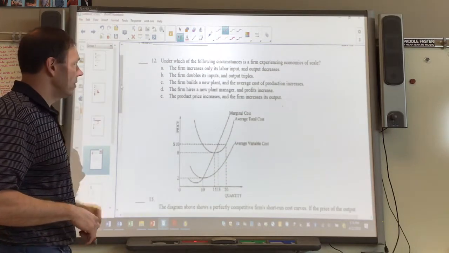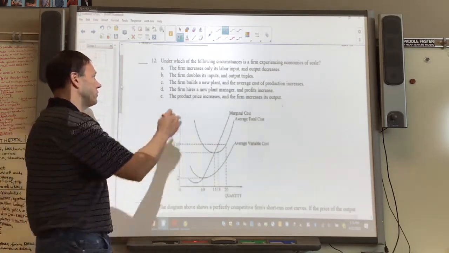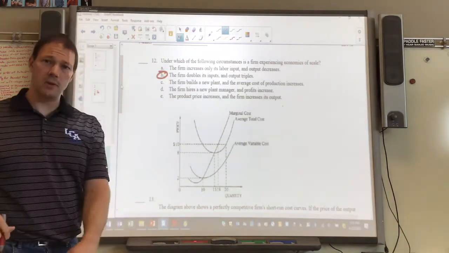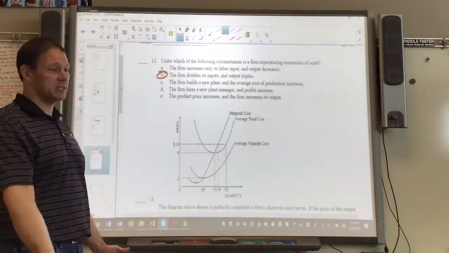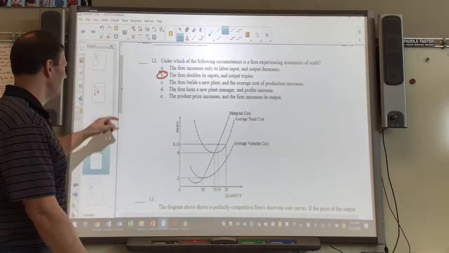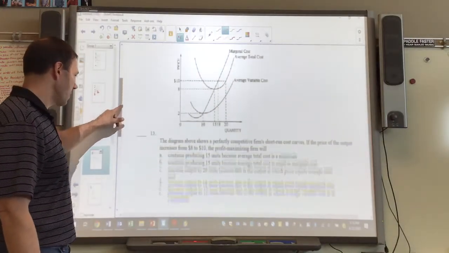Number 12, under which of the following circumstances does a firm get economies of scale? B would certainly fit that bill if the firm doubles its inputs, but output triples. That would be a good thing, so that's efficient.